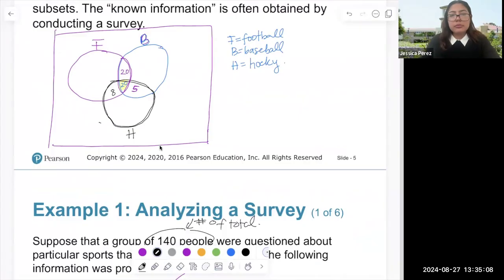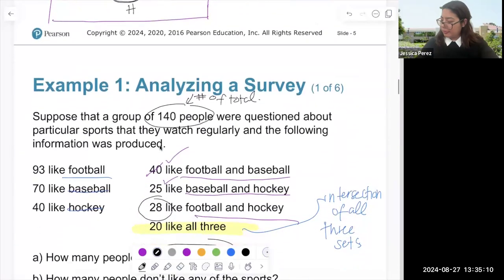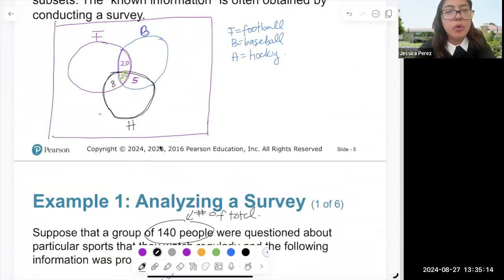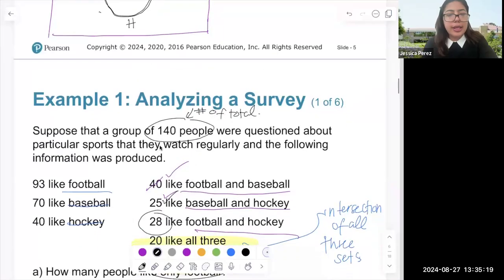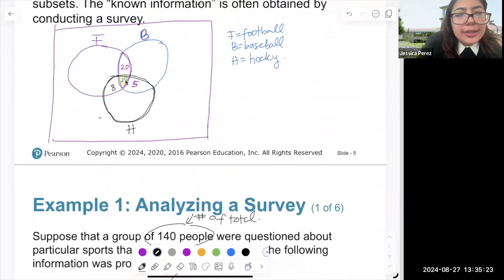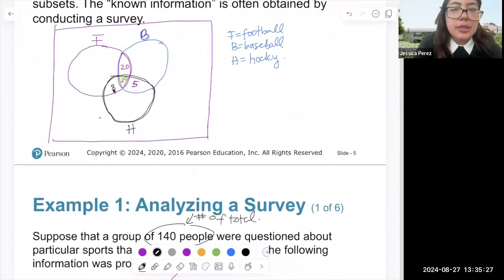Now, we've filled in the intersections. Why do I have to do it in this format? Because now I'm going to be able to answer letter A. How many people only like football? Notice the 20 and the 8. I have to remove those because those are intersections.